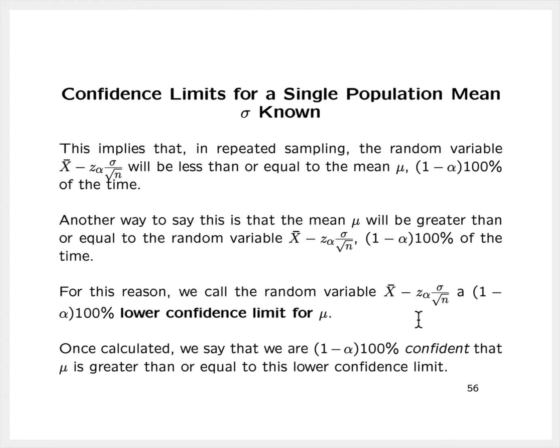And once we have done that, the way that we interpret and communicate this is we say that we are 1 minus alpha times 100% confident that mu is greater than or equal to this lower confidence limit.